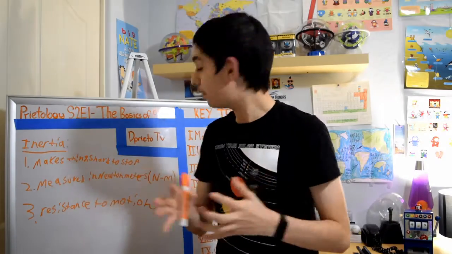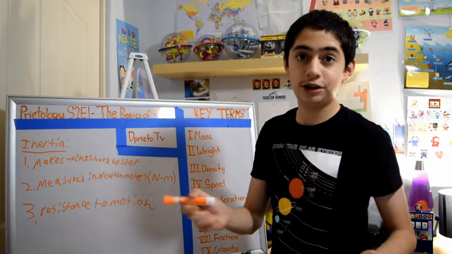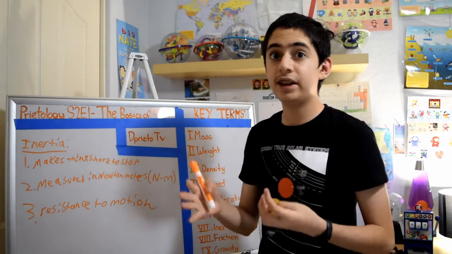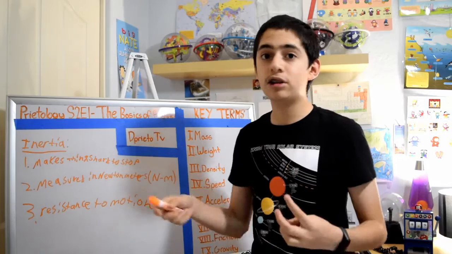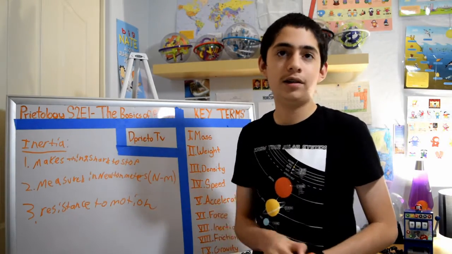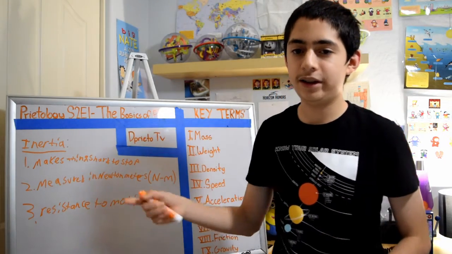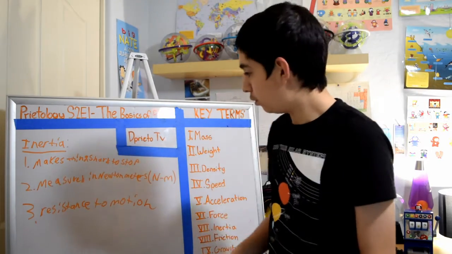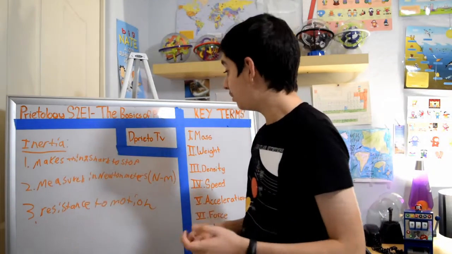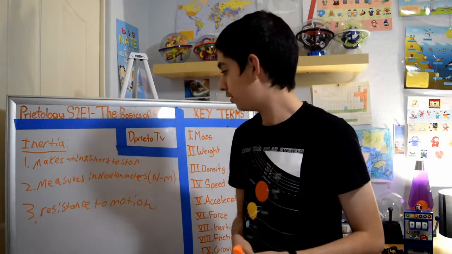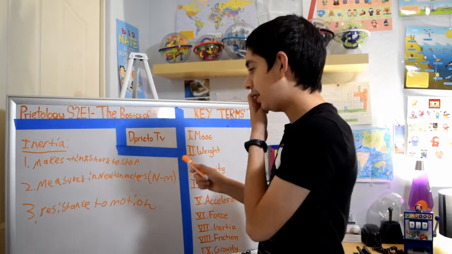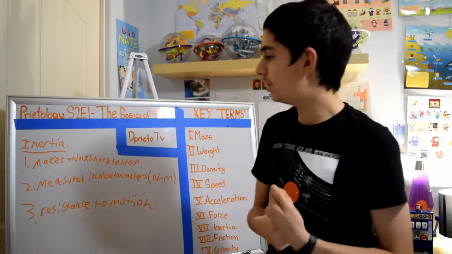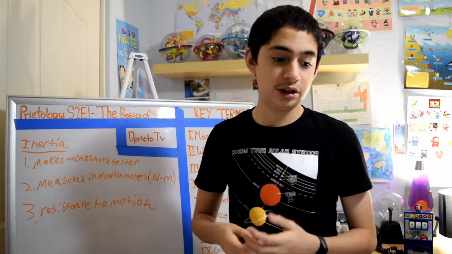Alright, so our seventh term is inertia. Inertia is basically a force that makes things hard to stop. If a car is just rolling down a highway and there's no way to stop it, that's inertia. This force is measured in Newton meters, so capital N-M, Newton meters. Like I said, it's an object's resistance to motion as well.